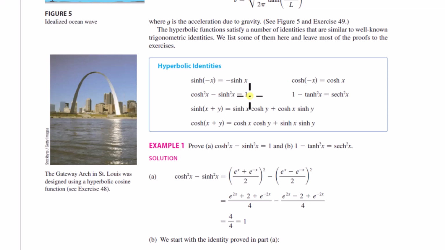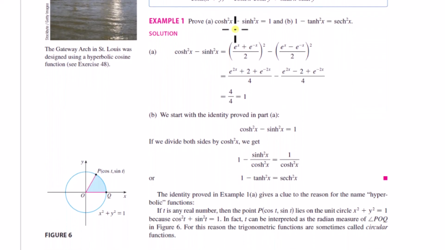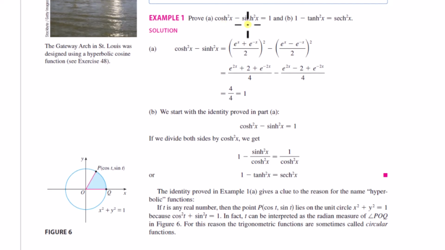So there's subtle differences. In example 1a, they prove this: hyperbolic cosine squared minus hyperbolic sine squared is equal to 1. Okay, and how do they do this? Well, they use the definition of hyperbolic cosine and sine, just distribute, simplify, and they prove it. Right, here are the definitions.